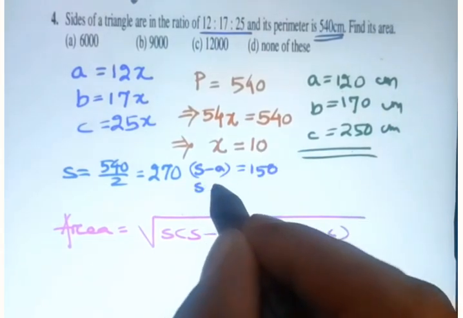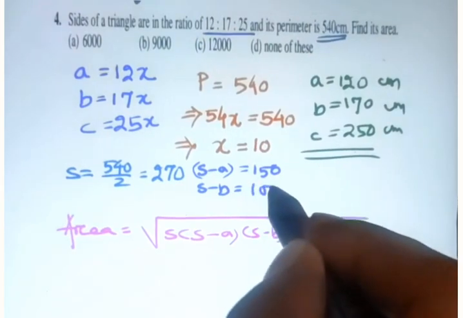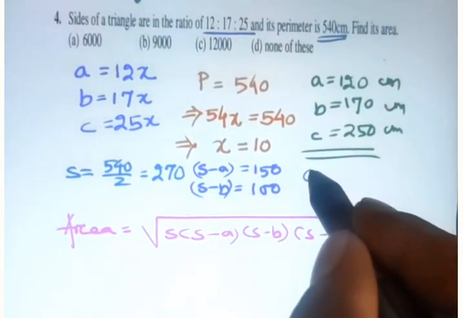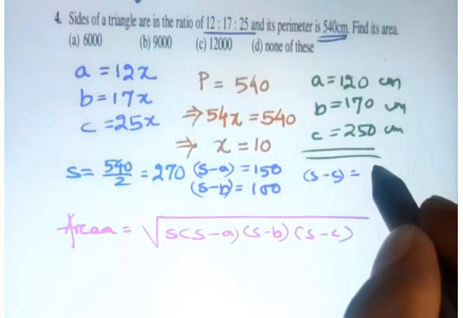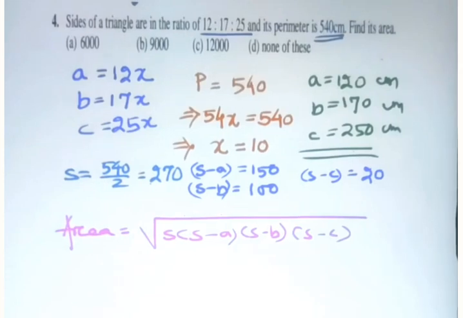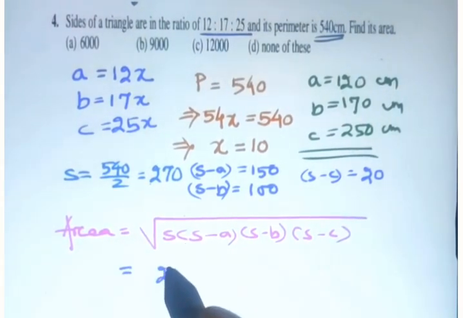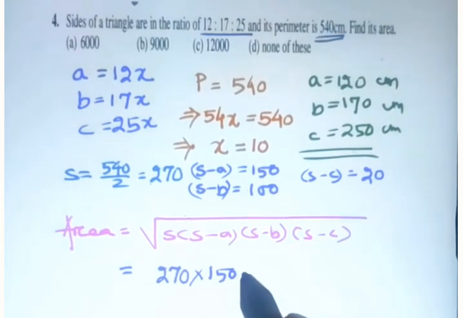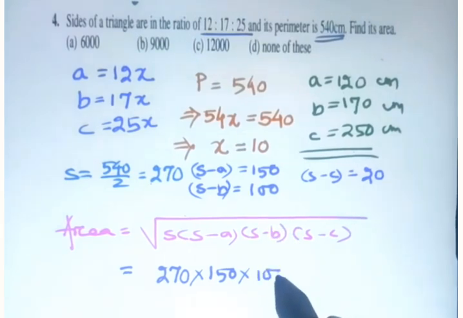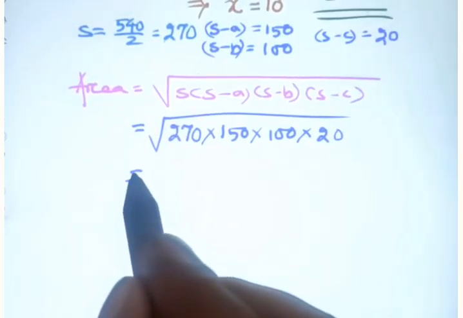Okay, it is 150. S minus B is 270 minus 170 is equal to 100. And S minus C is equal to 270 minus 250, which is equal to 20. Now let's put the values. We'll get S, that is equal to 270 times S minus A is equal to 150 times S minus B equal to 100 times S minus C equal to 20. So let's break all this.